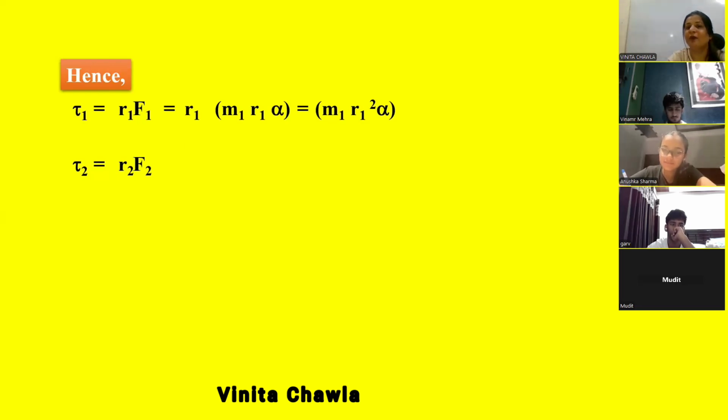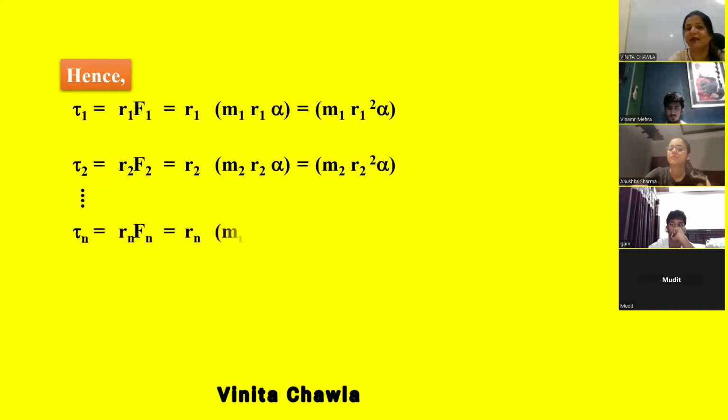Again, F2 is M2 A2, and A2 is R2 alpha. So it's M2 R2 square alpha. Similarly, we can write for the nth particle like this. So we have written for individual particles.